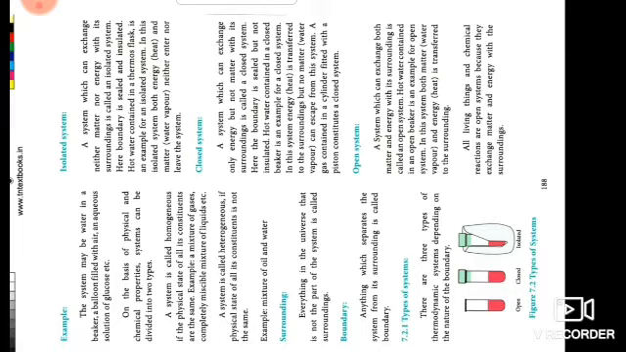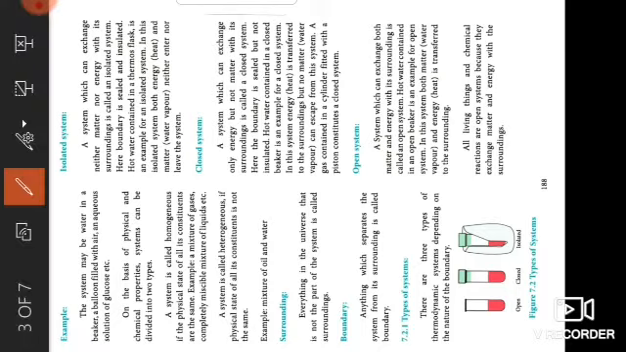What is meant by system? System can be divided into two types, that is homogeneous and heterogeneous. Homo means same, hetero means different. So homogeneous means same phases. The physical state of all constituents is the same.